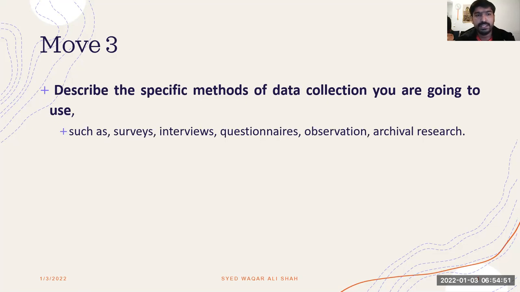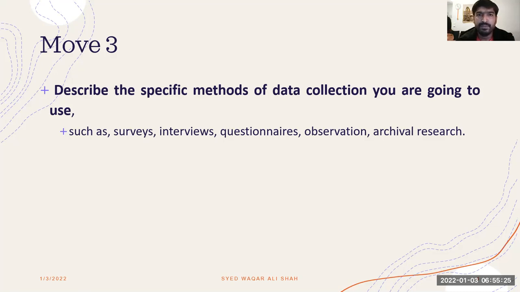The third move is to describe the specific methods of data collection you are going to use. Once you have decided on the research methodology and research method to be used in a particular study, then it is very important for us to know about the research tools, the data collection tools, meaning what kind of instrumentation I am going to use in my study. And for each different kind of methodology or method, we have different kinds of tools to be selected.